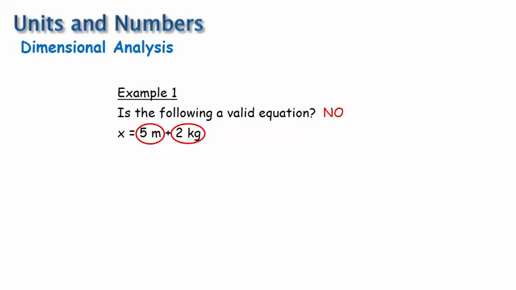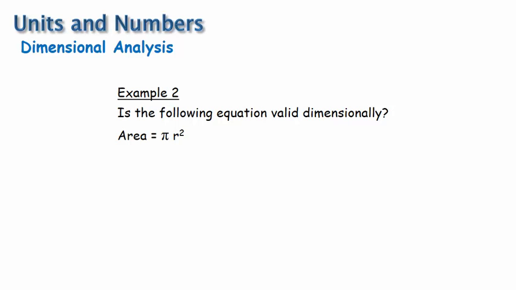So here's another example. Is this equation valid dimensionally? Let's look at the dimensions of each term. The dimensions for an area are length squared, and the dimensions for r squared are also length squared. Pi is unitless, which means it's just a number without dimensions or units. So in the end, we have length squared is equal to length squared, which is dimensionally correct.